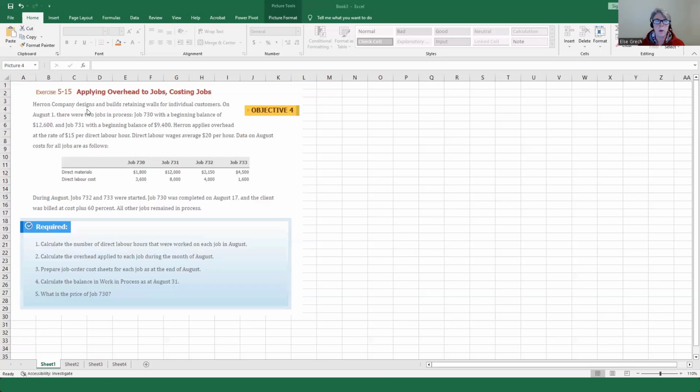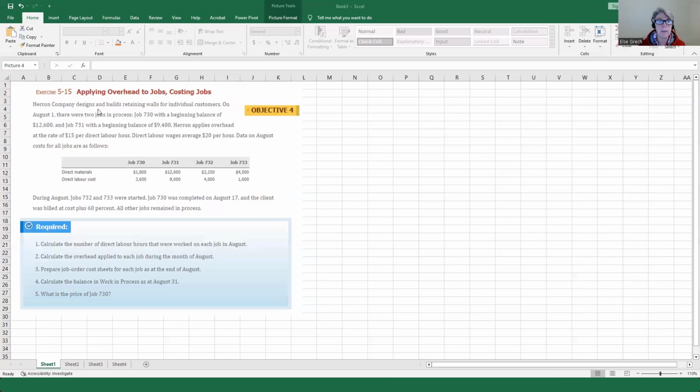So let's get started right away applying overhead to jobs, costing jobs. So the big thing is we can trace direct materials, we can trace direct labor, but we can't trace manufacturing overhead. So what we do is we create an application rate so that we can apply overhead. And so we do that by taking the estimated manufacturing overhead and dividing it by the estimated driver that drives the cost. As a driver goes up, the cost goes up. Driver goes down, cost goes down. So let's start with this question.